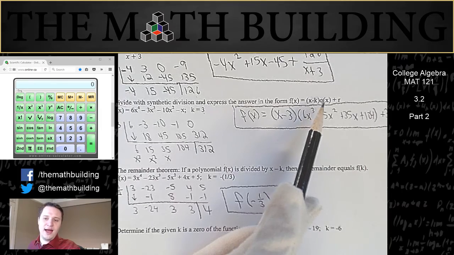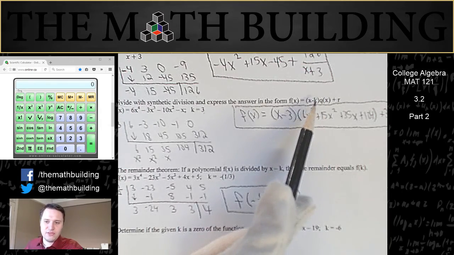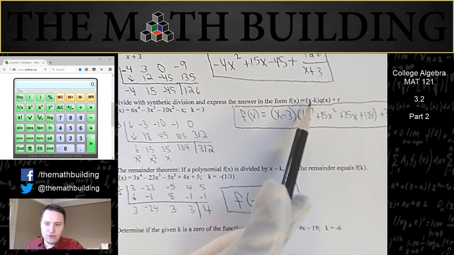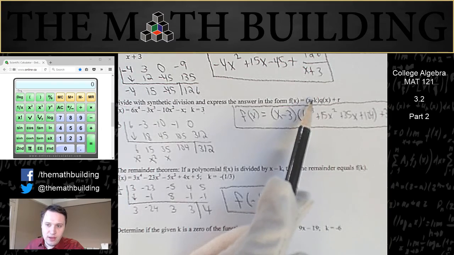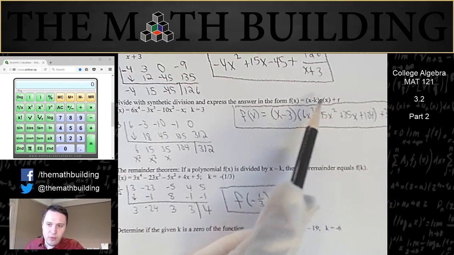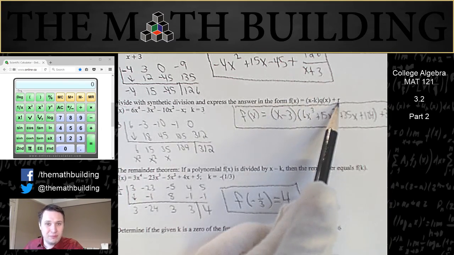Because this is x minus a third, when we plug in a third for x, we get a third minus a third. So that's 0. 0 times all of this is 0. So the answer is just the remainder.